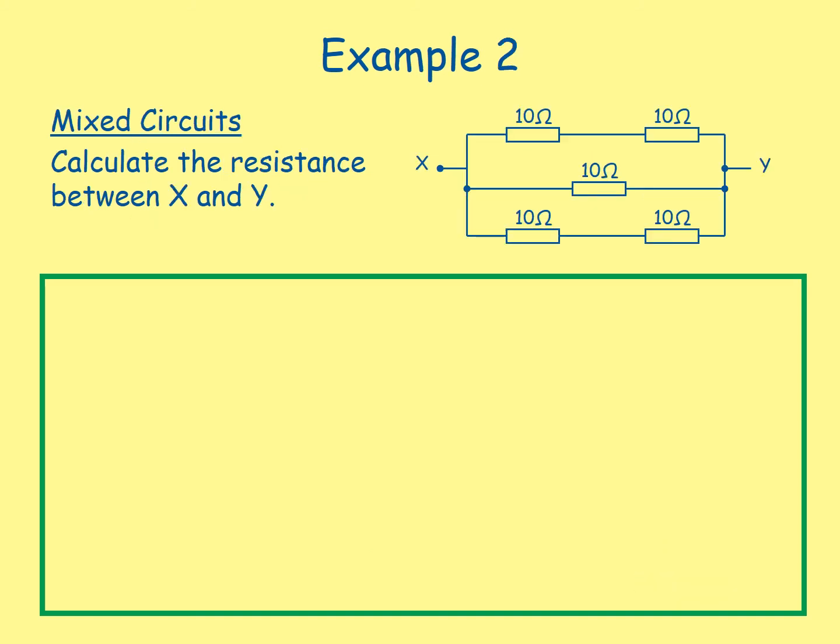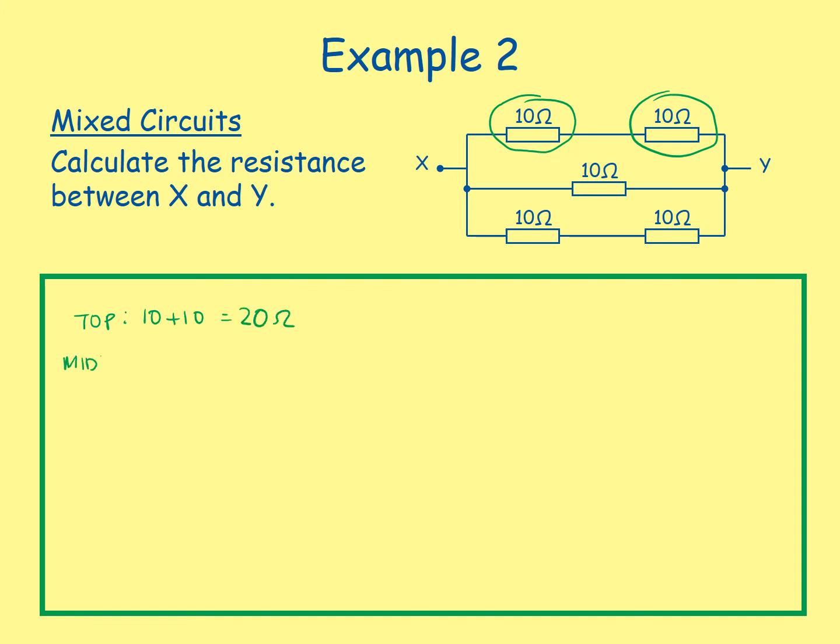Example 2. Mixed circuits. Calculate the resistance between X and Y. Here we can see what looks like 5 resistors in parallel. However, if we look at the top row just here, we can see that this resistor and this resistor are in series with each other. So when resistors are in series, we have to add them to get the total resistance. So on our top row, we have a total resistance of 10 plus 10, which equals 20 ohms.